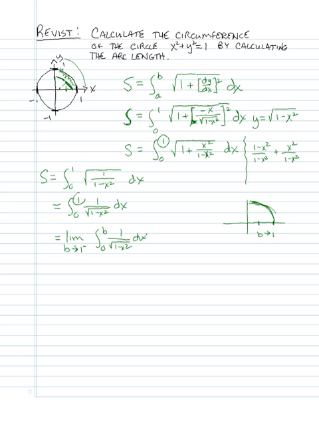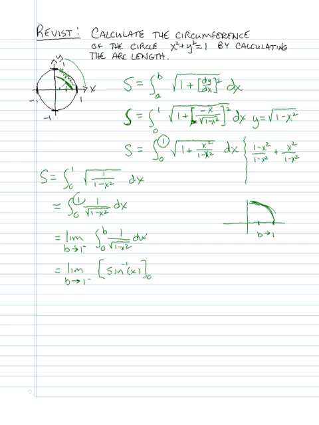Then we must recognize that the integral of 1 over the square root of 1 minus x squared is an inverse sine result, isn't it? So this is the limit as b approaches 1 from the left-hand side. Well, the indefinite integral of 1 over the square root of 1 minus x squared is inverse sine or arc sine of x.